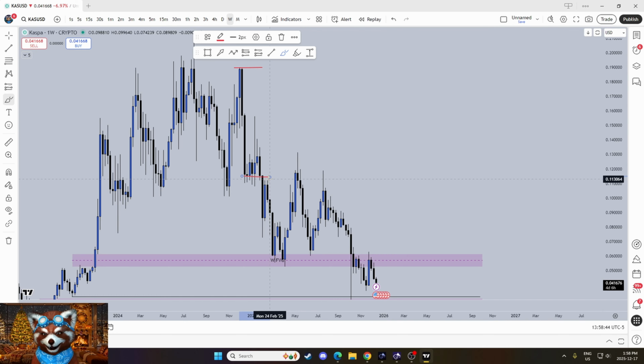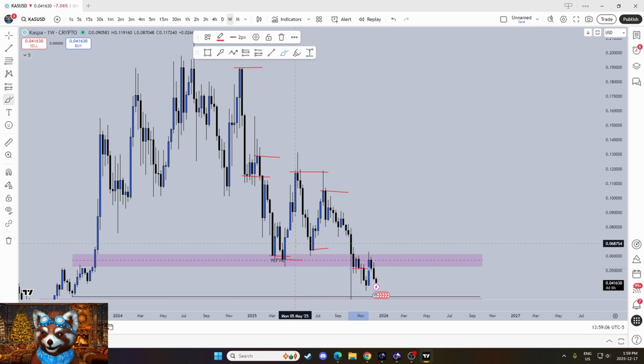You can do this on the daily. You can do this on the 4-hourly. It will pretty much be the same. We have a lower high, then we have a lower low. Then we have a lower high, then we have a lower low. And then a lot of people are going to say, well, we have a higher low here. Yes, we do. However, we have, once again, a lower high, and then we get another lower low, right?